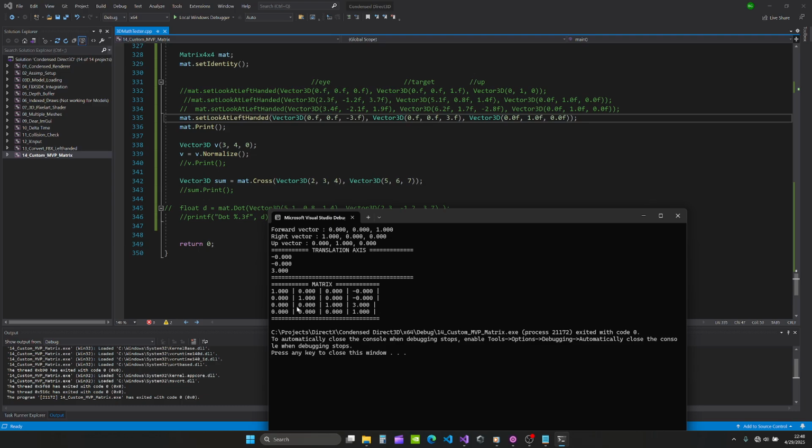And for the one at the bottom, that one is right, that one is up, this one is forward. Yes, Z going positive is forward. Also, looking at this, the Z was set to -3, and over here in the translation axis, +3 comes out as the positive Z value. And yeah, this seems to make sense mathematically.